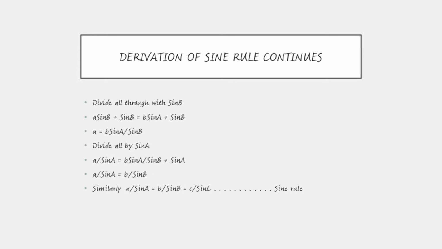Then, if we divide all through by sine B, we are going to have A equals to B sine A divided by sine B. Also, if we divide all through by sine A, we have A divided by sine A equals to B divided by sine B. Similarly, A divided by sine A equals to B divided by sine B equals to C divided by sine C. And that is what we call the sine rule.